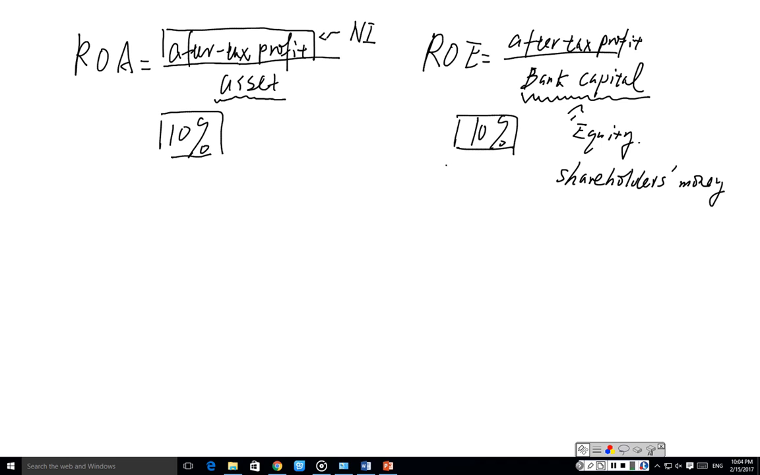So these two ratios basically measure the profitability based on different variables. One is asset, one is equity. If you are a shareholder, which one would you like to use to measure the profit you can obtain? The answer is ROE, return on equity, because return on equity compares the profit with the money shareholders invest into the company.